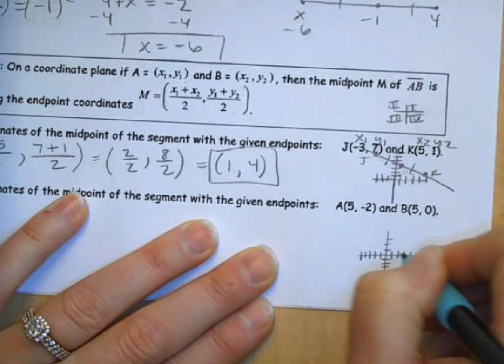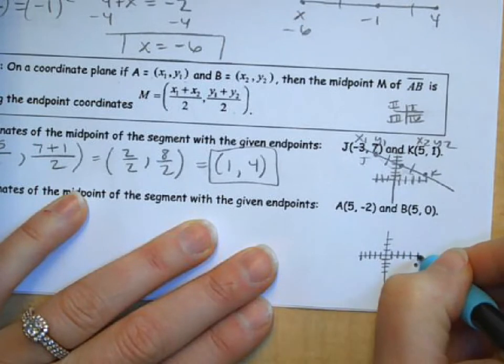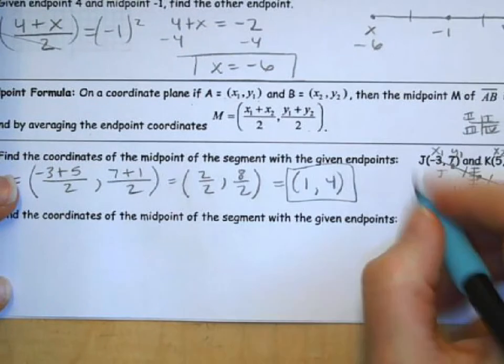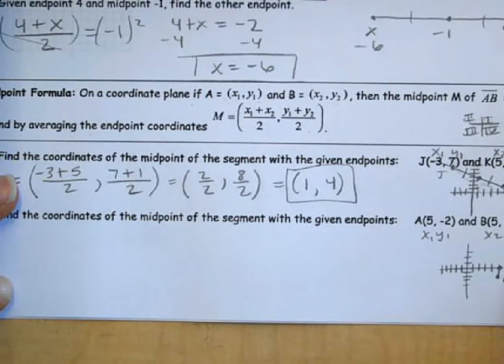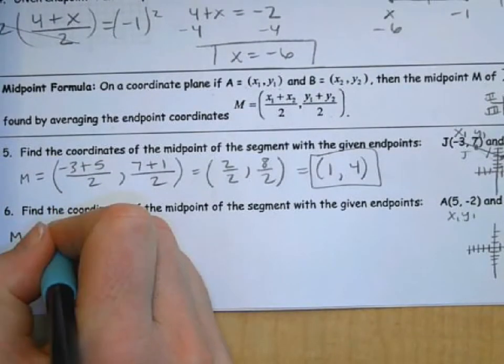So 1, 2, 3, 4, 5 to the right, and then we're going to go down -2. That's my point A. And then we're also going to go 5, 0, which is a tiny little segment there, so B. So we need to figure out the midpoint of that segment now. So we're going to label these x1, y1, x2, y2. Once we label those, we can now plug it into our midpoint formula.